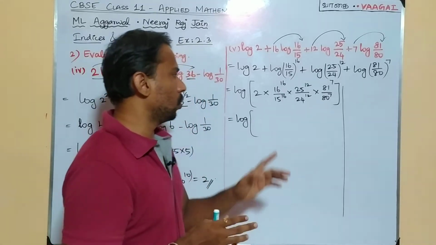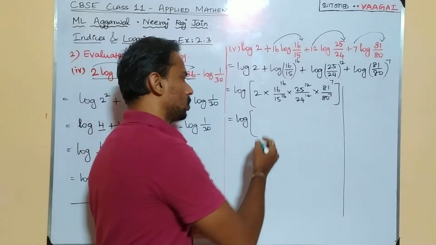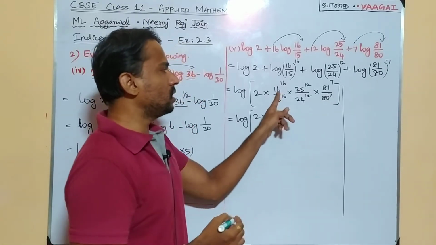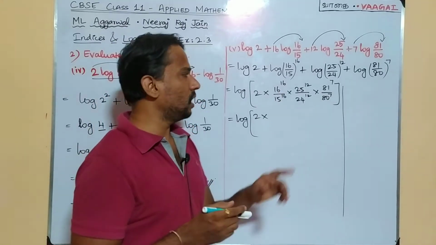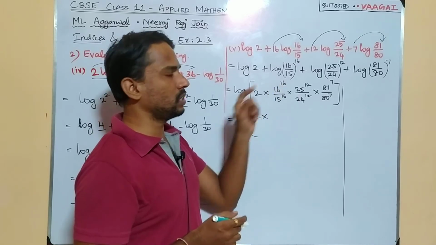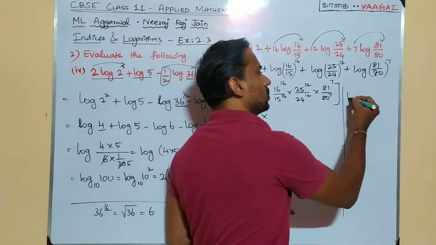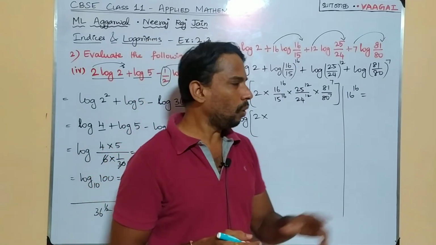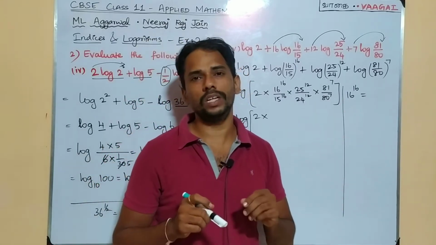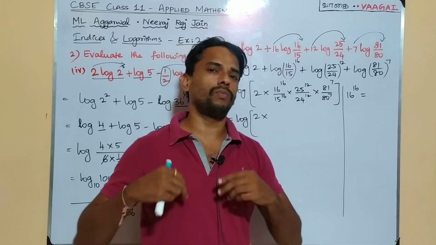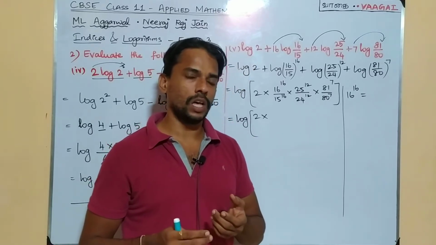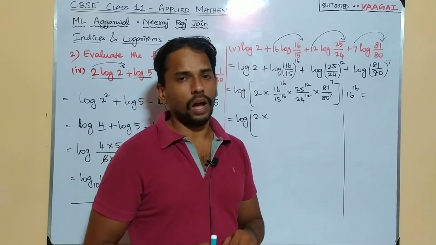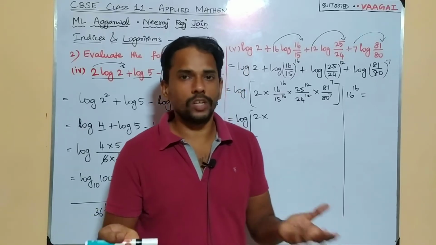That's it. So now we have 2 into... see the first term here. What do we have? Here we have 16 power 16. Let me rewrite this 16 power 16. How can I rewrite it? Basically, what is this 16? Think of 16 as a power of what number? You can write 16 as a power of 4. Again, you can write it as a power of 2. That is also possible, right?